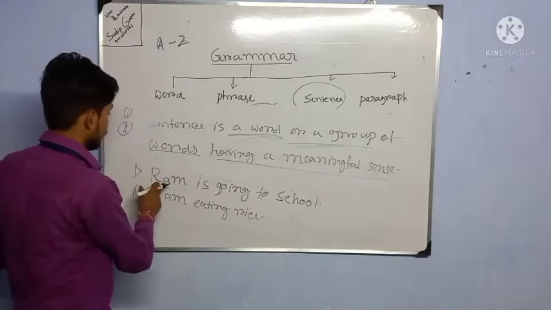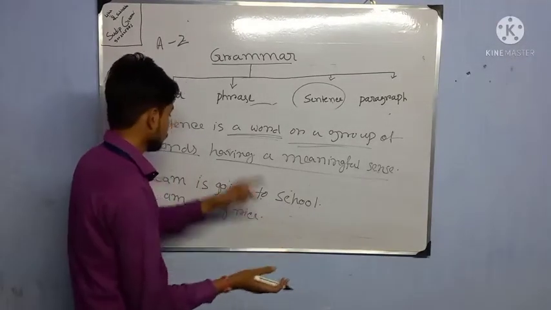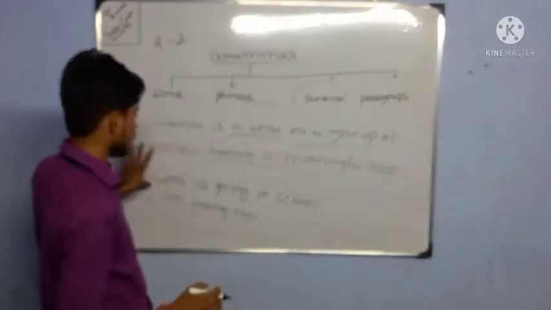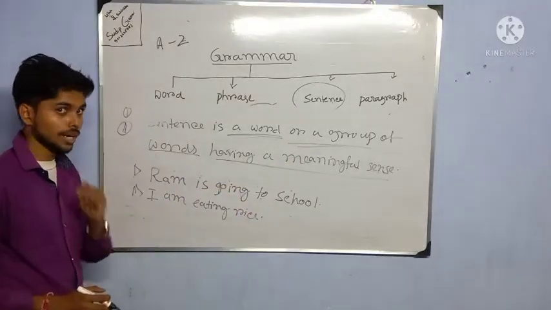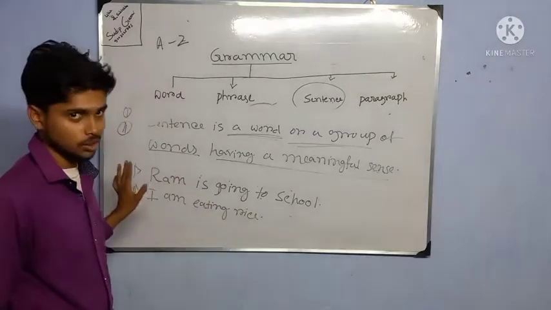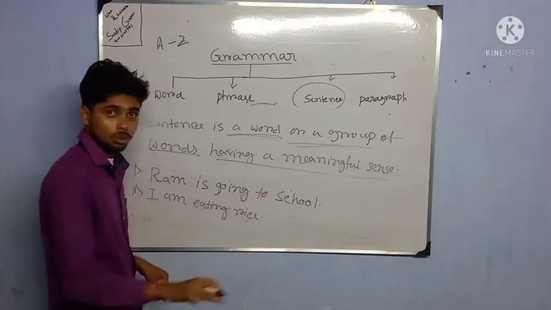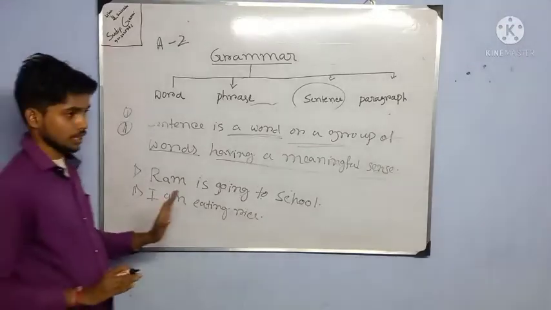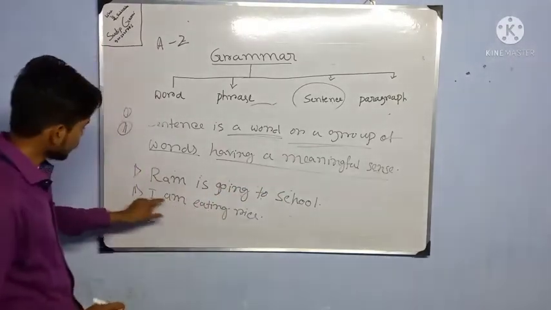But if we write Ram going is to school, definitely there are a group of words. But look at the fact, in this sentence there is no meaningful sense. If you write down Ram going is to school, is it the right sentence? No, it's a wrong sentence. So we can't say that this is an example of a proper sentence. And look at the next.